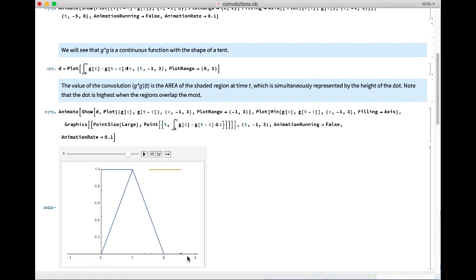They've got jump discontinuities, and then the convolution of them is now a continuous function. It's not differentiable because it's got cusps at these points here, but it's still continuous. Okay, so there we go.